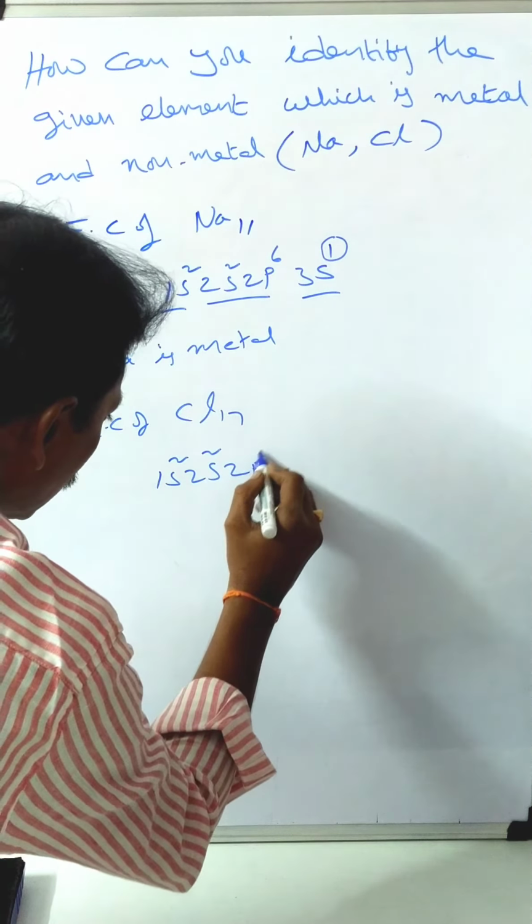The elements with 5 or more electrons in the outer shell are considered to be non-metal. So chlorine is a non-metal.